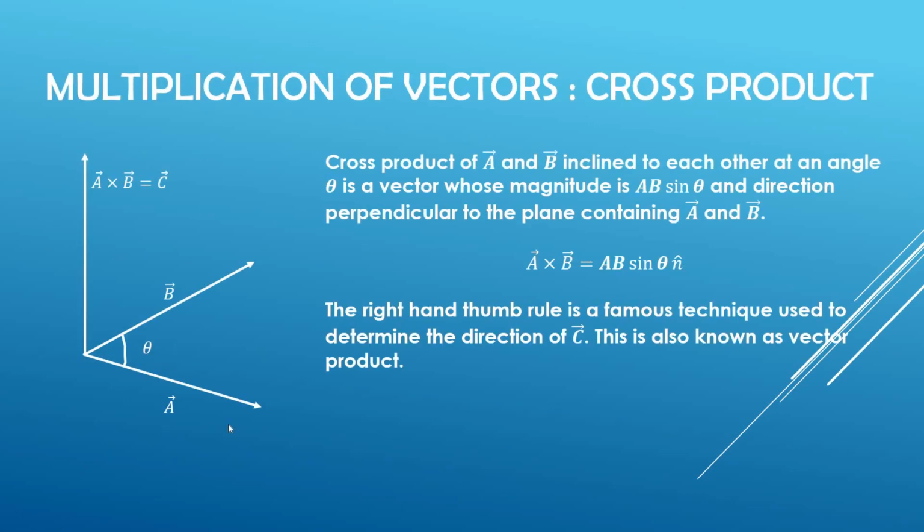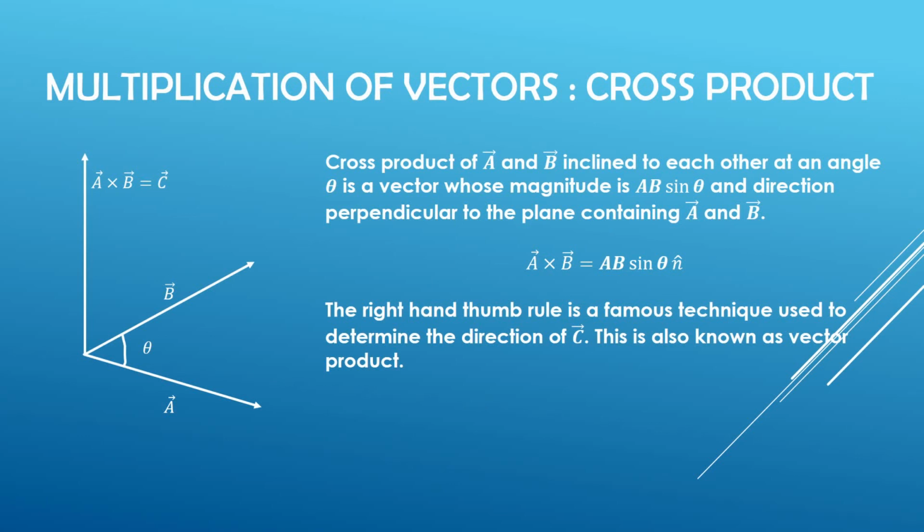Another law of vector multiplication is known as the cross product. The cross product of A vector and B vector inclined at angle theta, that means if these two vectors make an angle theta with respect to each other, is given by AB sin theta n cap. See, this cross product has a direction and therefore it is also known as the vector product. The direction of the cross product is normal to both A and B. How do we find the direction of this cross product? This can be easily found out using the right hand thumb rule.